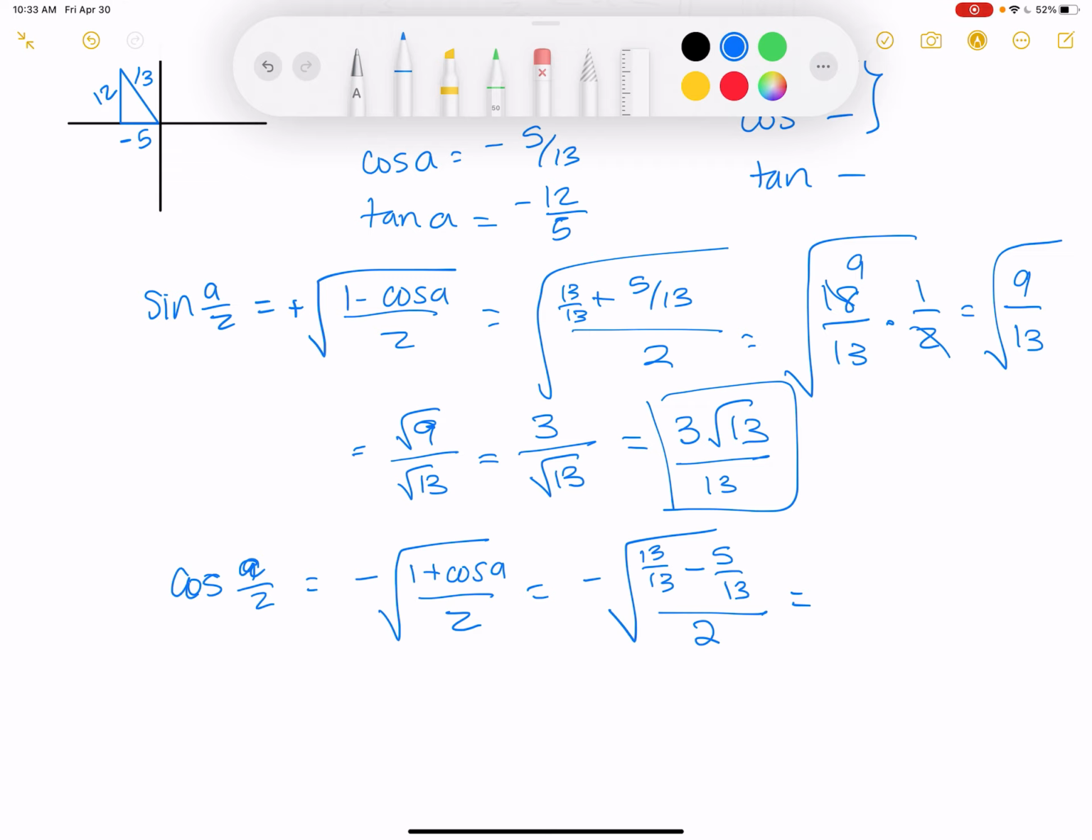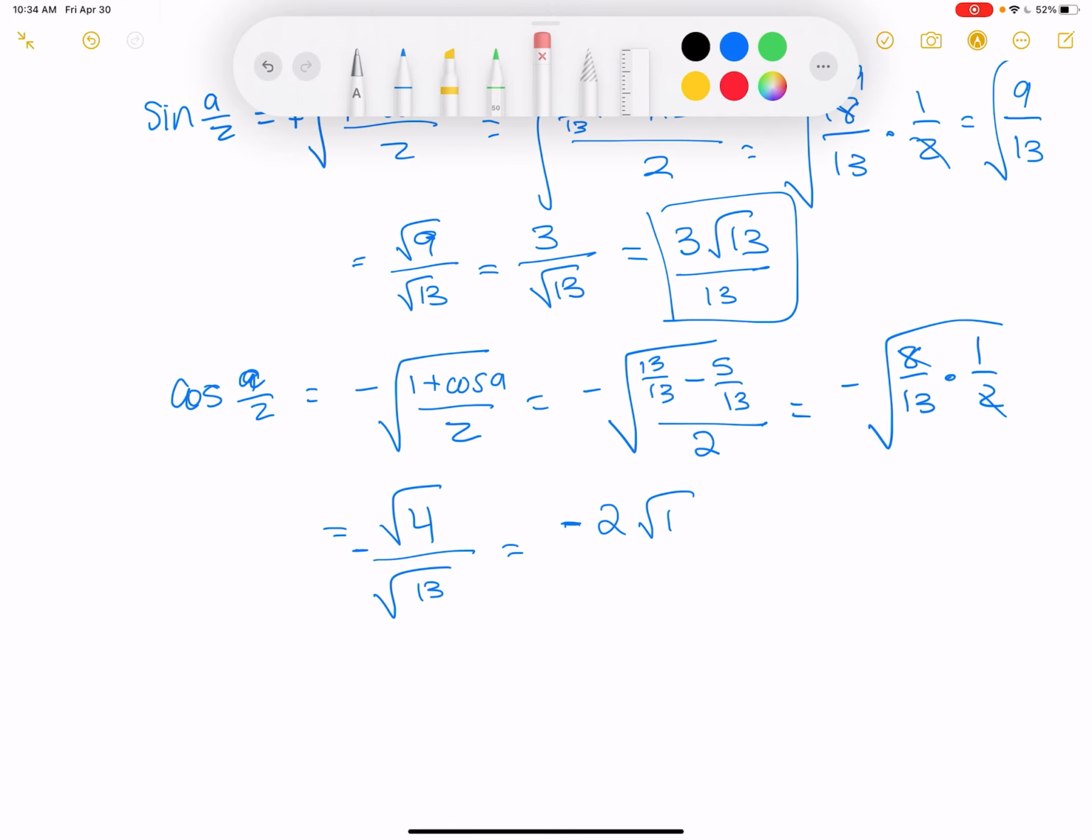All right, so then we've got negative square root of 8 over 13 times 1/2. The 1 and the 8 cancel, giving you the square root of 4 over the square root of 13. Square root of 4 over the square root of 13, which is 2 square root of 13 over 13. Make sure we keep this negative out front. Don't forget about it. Can you scroll up?